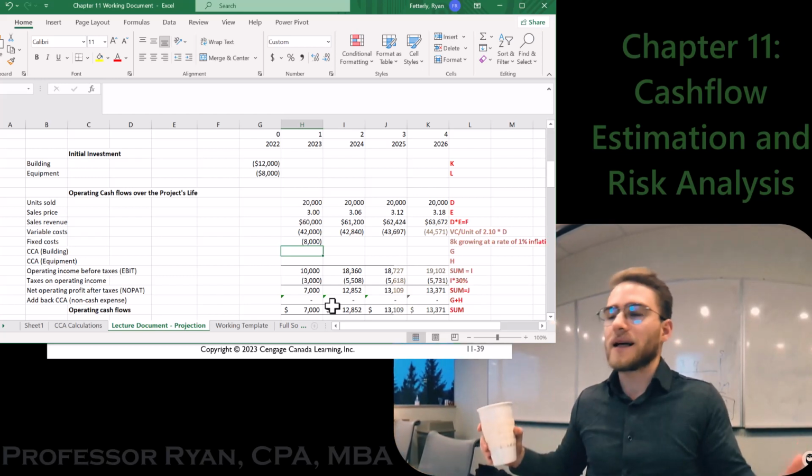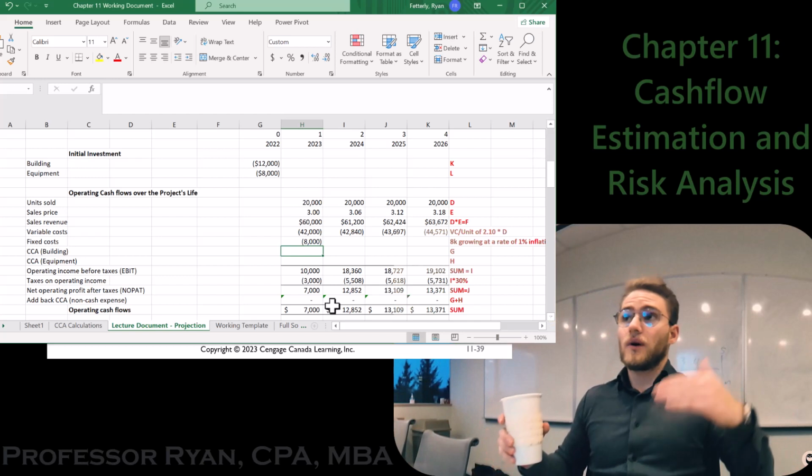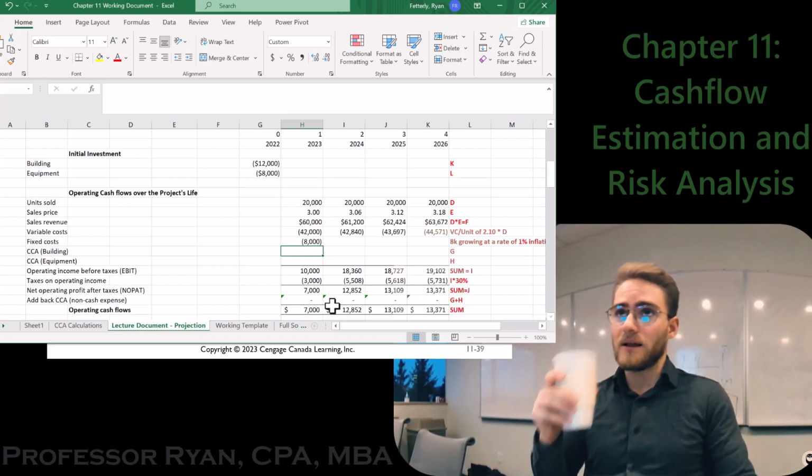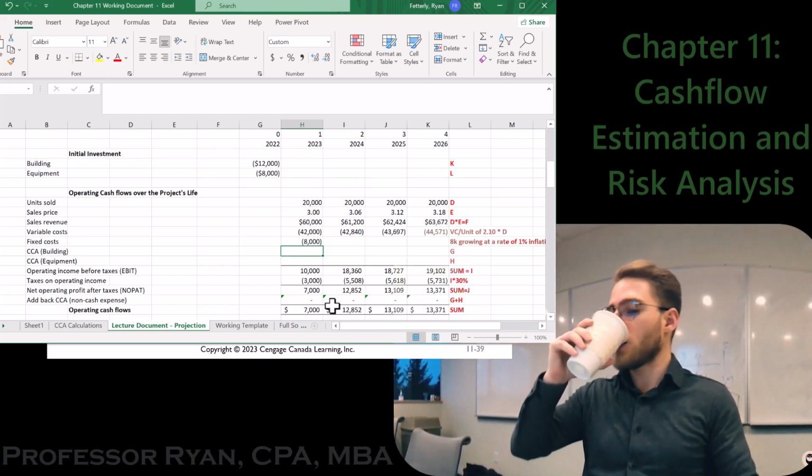Like for instance, carbon tax, right? What you pay on fuel in Canada, that's going up way more than the inflation rate, right? Because there's also government intervention as well.